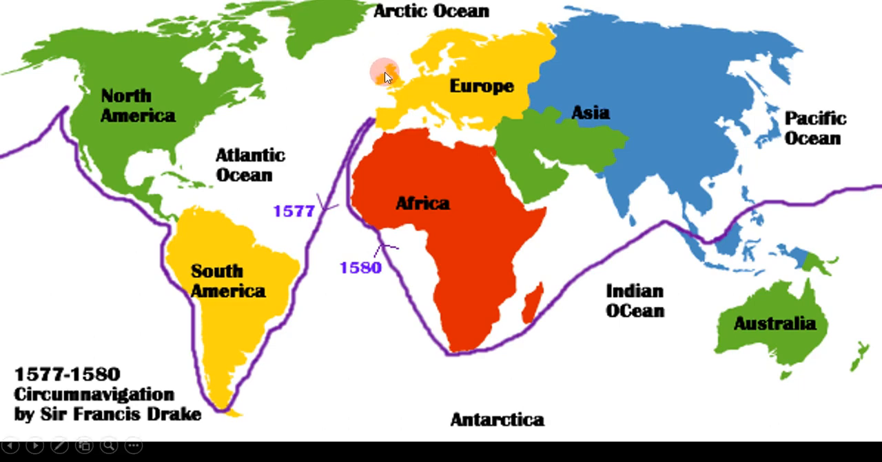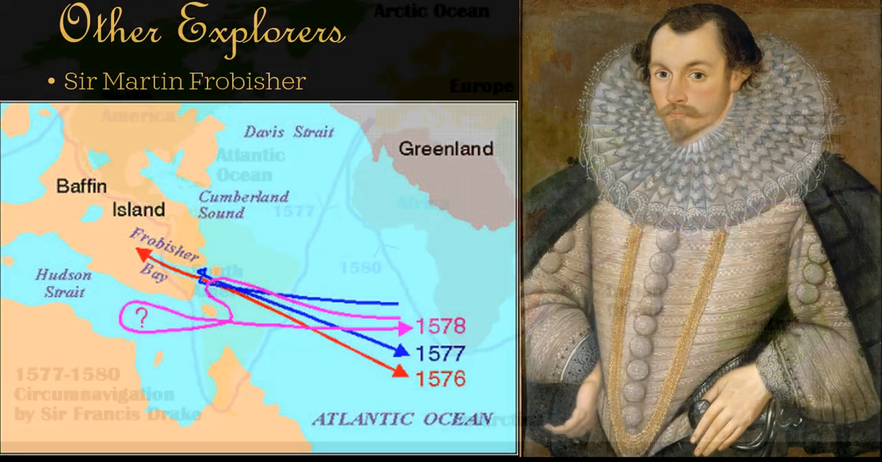It should actually be starting up in England, comes down around through the Straits of Magellan, up the west coast of the Americas, and then around over to here and through the islands below Africa and back to England. He made it all the way, unlike Magellan, right? And of course, he was a hero.